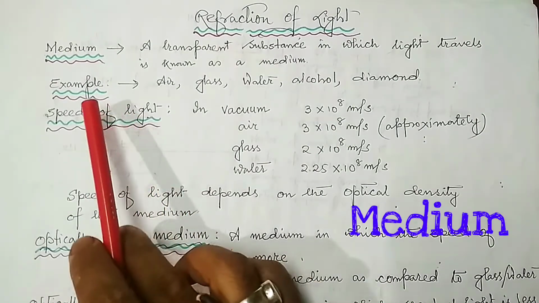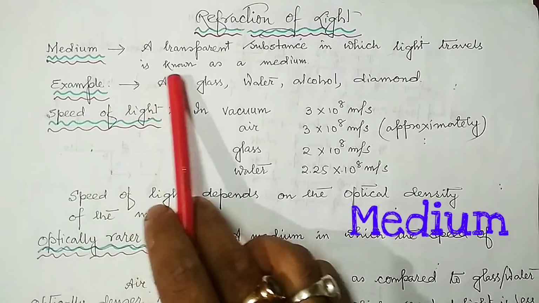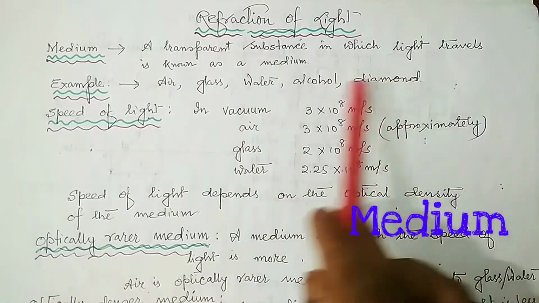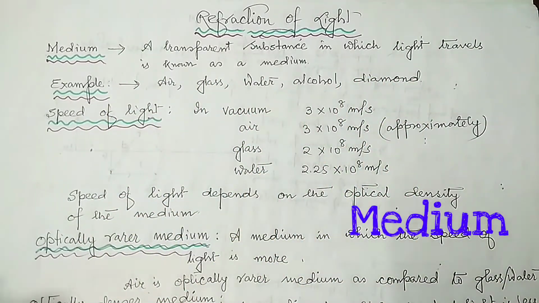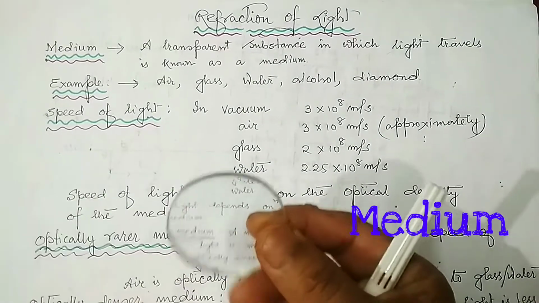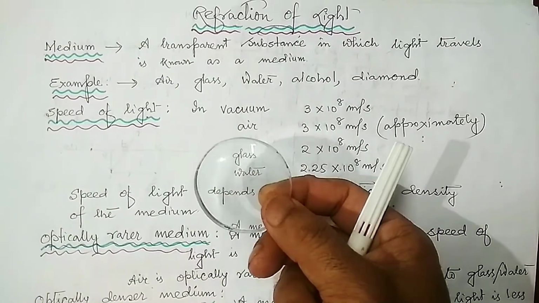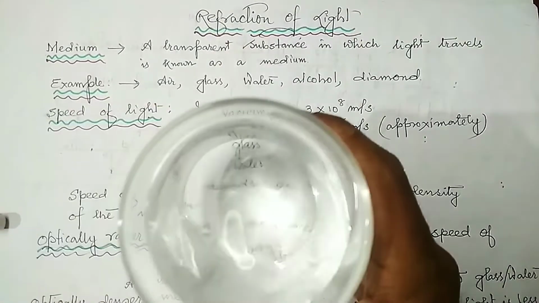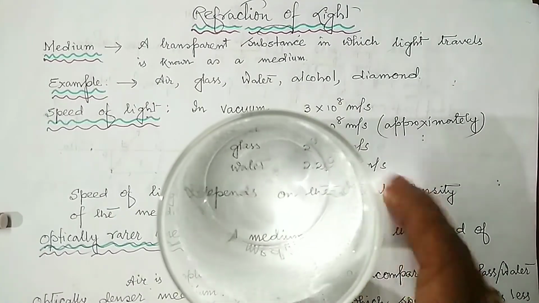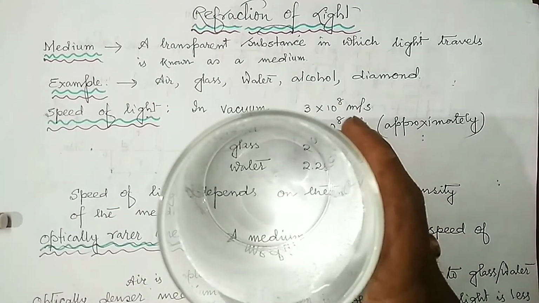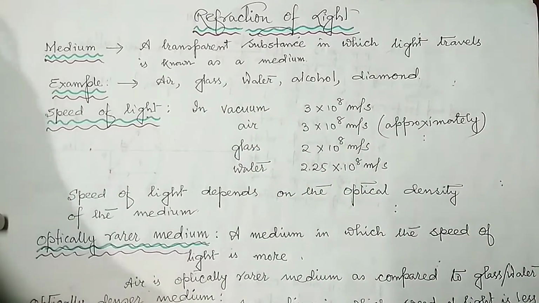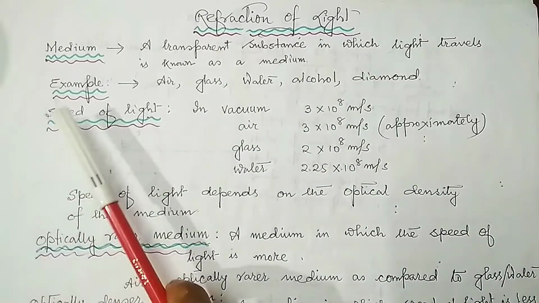First of all, what is a medium? Medium means a transparent substance in which light travels. You can consider a piece of glass, through which light can pass easily. If you take water, light can also pass very easily through it. So glass, water, air, vacuum, all these are media.